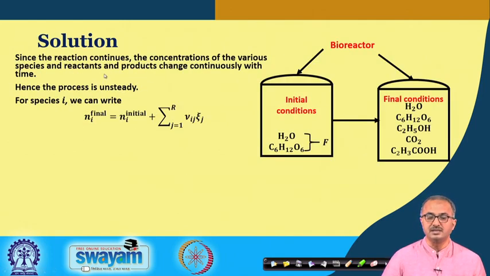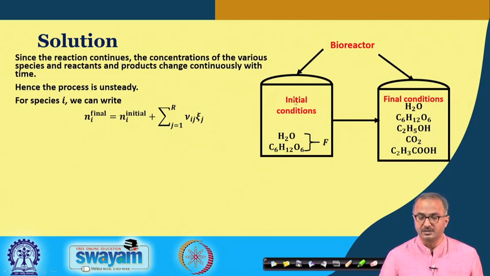Here, since the reaction continues, we first put this thing, then there are the bioreactors. This is the initial condition with the feed and this is the final condition, whatever we have in the product. Because the reaction is continuous, as long as the reactants are not exhausted, the reaction will go on. So, we basically have an unsteady state process, due to which the product composition will keep on changing. At a given time instant, we can find out the final amount, that is the initial amount plus whatever is the extent of the reaction.